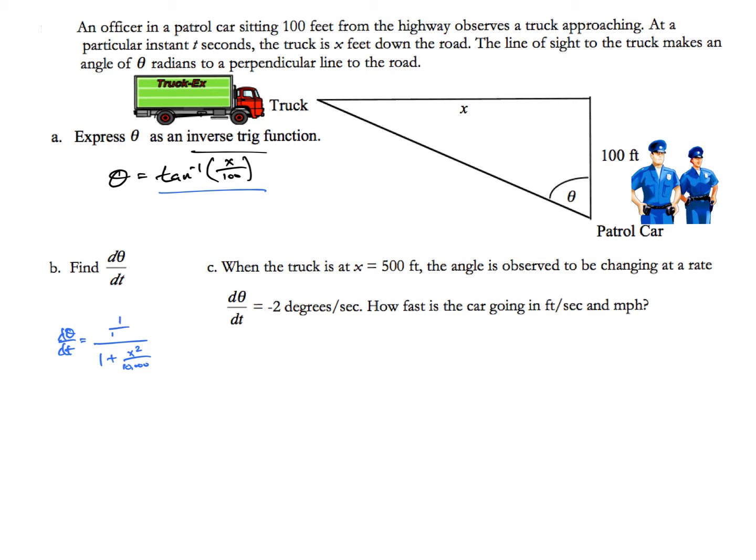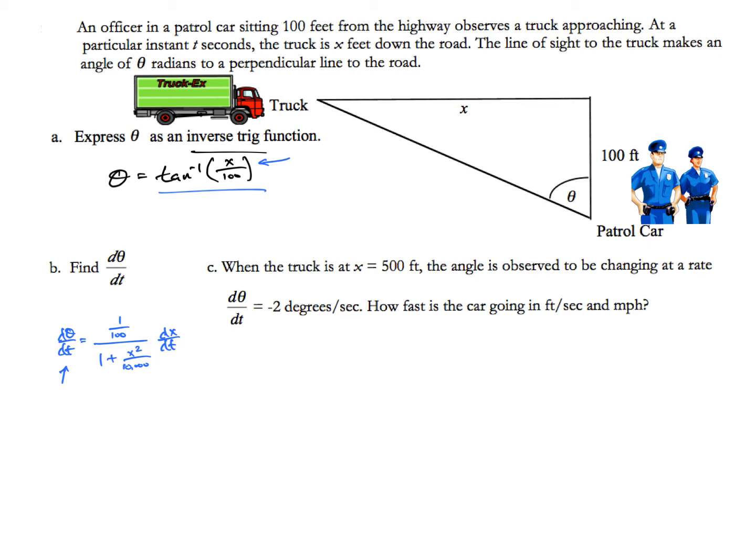1 over 100. What else pops out by the chain rule? Something else pops out. What is my equation in terms of? X. What am I taking it with respect to? T. So what else pops out? Dx dt. All right. So dx dt also pops out implicitly.